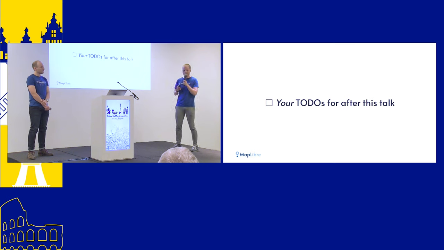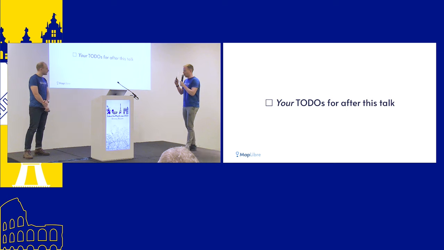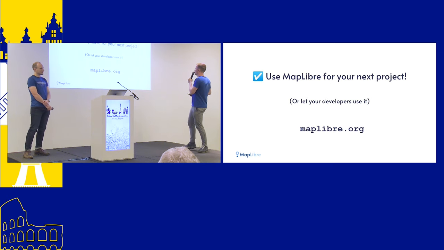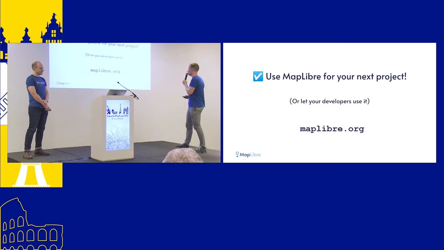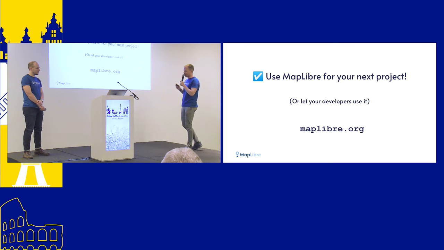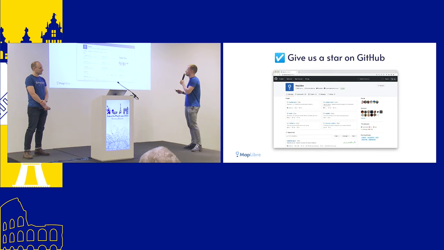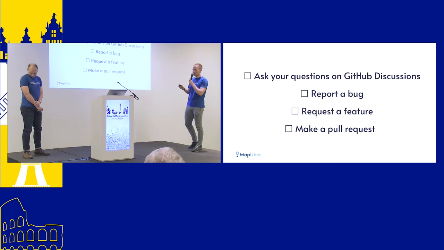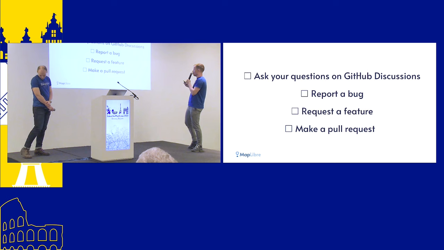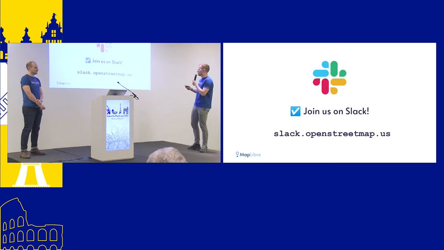So with that said, your to-dos for after the talk. First of all, of course, use MapLibre for your next project or let your developers use it. They will love it. Go to maplibre.org. We have getting started guides for all the platforms, and it should be a breeze. Then, of course, give us a star on GitHub. And while you're there, ask your questions on GitHub discussions, report a bug, request a feature, or maybe even make a pull request. Join us on Slack.